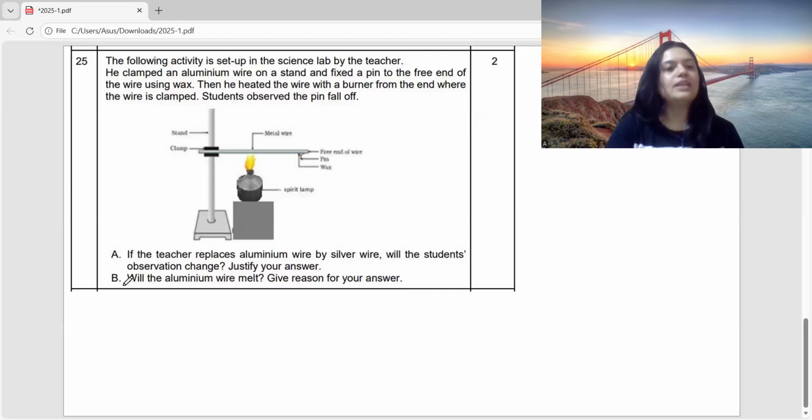Second part is, will the aluminium wire melt? Give a reason. Now, aluminium wire is a metal. One of the properties of a metal is that they have high melting and boiling points, right? So definitely aluminium wire is not going to melt. So what is the reason for your answer? You have to write that since aluminium is a metal, it has a high melting point. As a result, it will not melt.